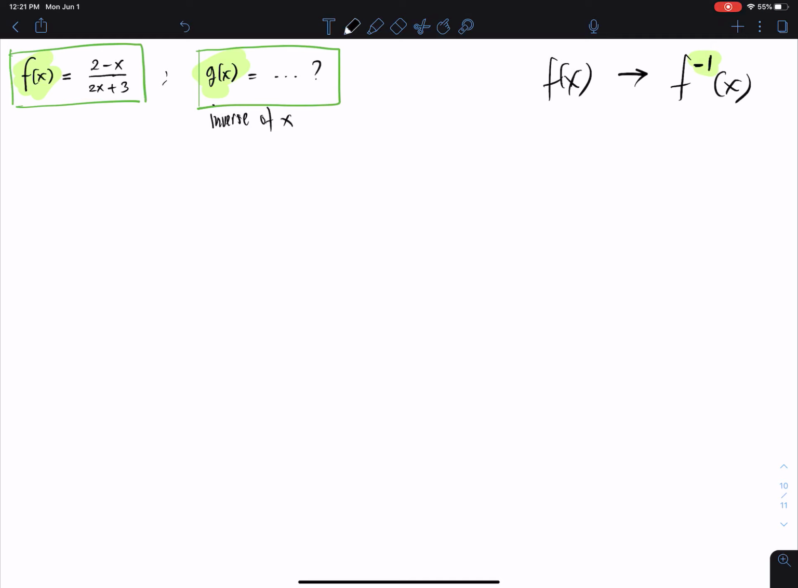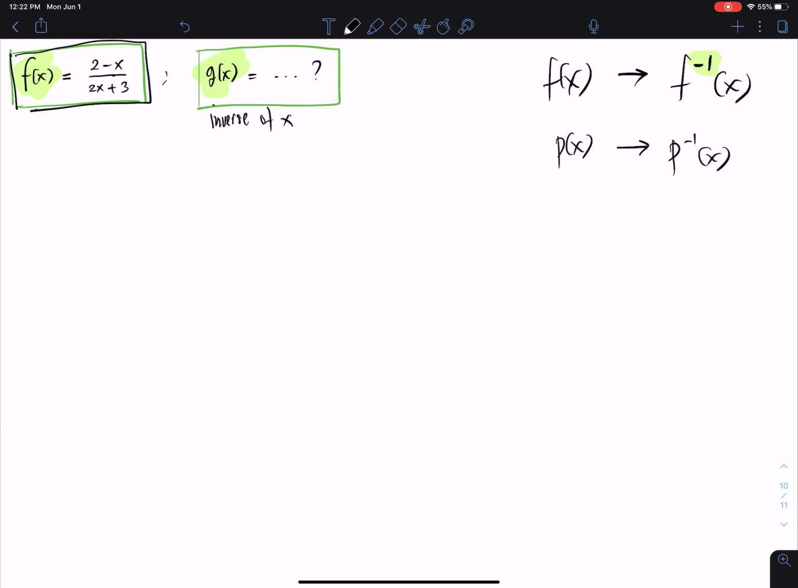Or if your original function is p(x), the inverse will be p⁻¹(x). In this case, if you don't want to use another name, it doesn't matter. Now let's do this. We have f(x) equal to (2 minus x) over (2x plus 3).